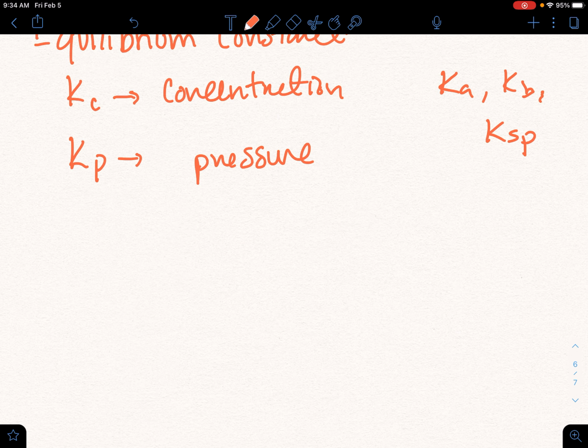But you're going to have some problems dealing with Kc concentration and Kp pressure. So we wanted a way to relate these. Our formula to relate them is Kp equals our Kc value times R, your gas constant, times the temperature T, raised to the change in n. So I'll tell you what all these mean.